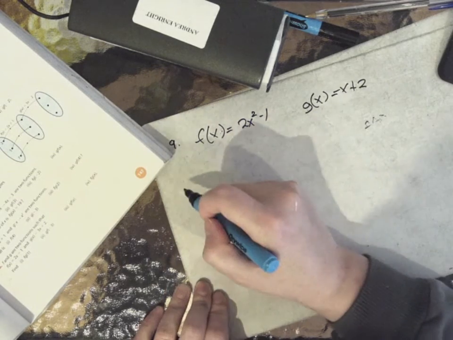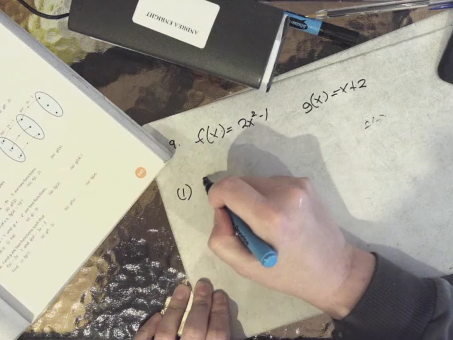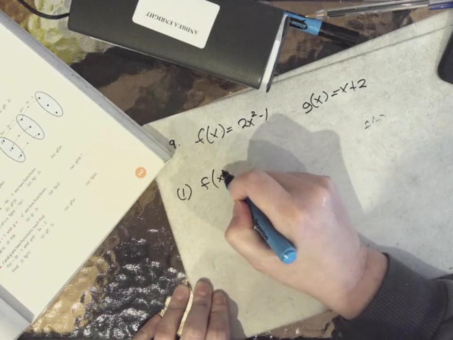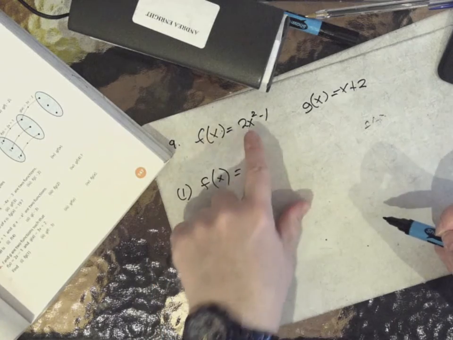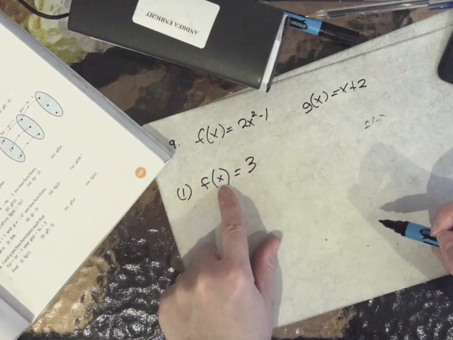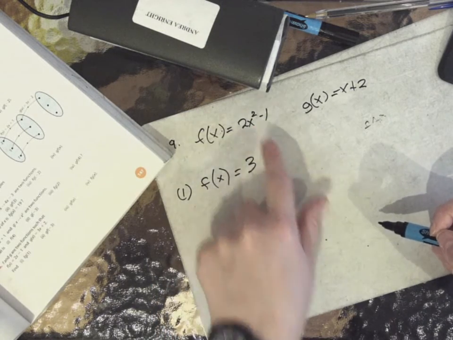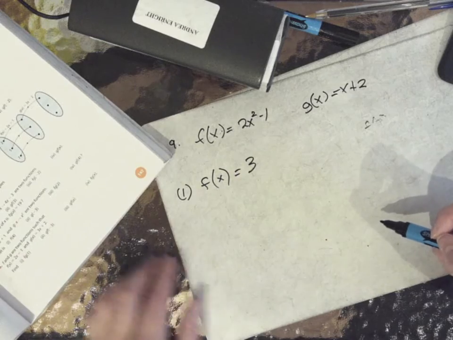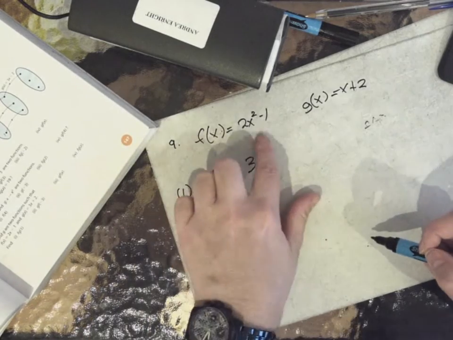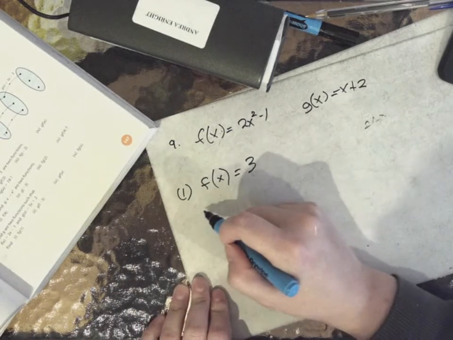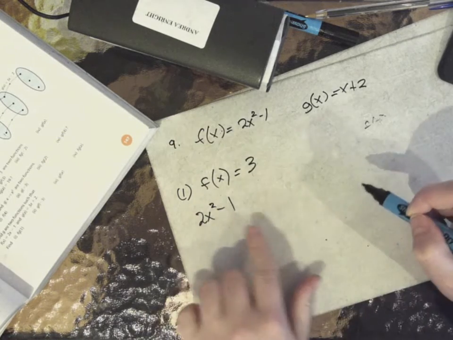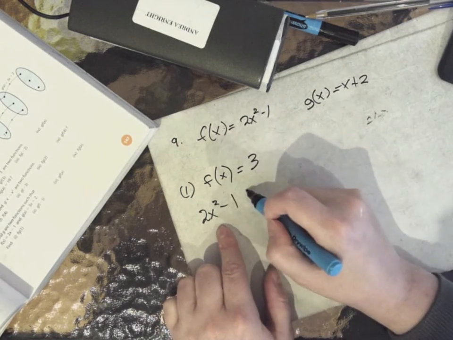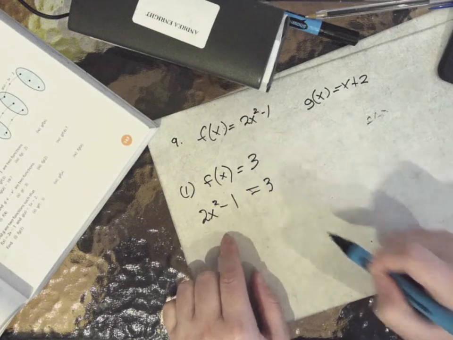Solve these equations. So the first one is f of x equals 3. So they're basically saying they put something in for x. So they put in a number for x there, and the answer they got out was 3. So you have to figure out what number do you put in to get out 3. So you go 2x squared minus 1. So they took that, they put in something for x, but they know they got out 3, so equals 3.